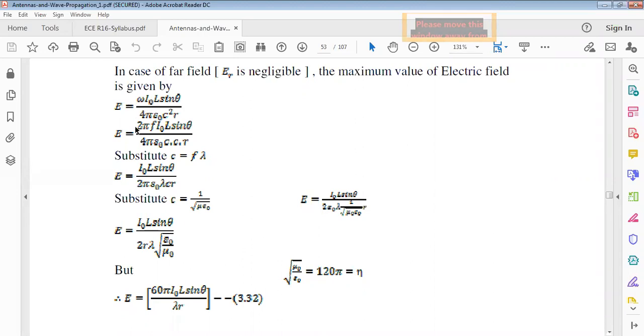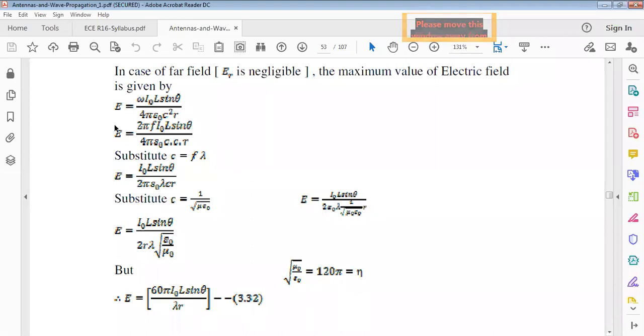Here omega is replaced with 2πf, and I naught L sin theta by 4 pi epsilon naught c square is replaced with c into r. Already you know the relation between velocity, frequency and wavelength: lambda equals c by f, so c equals lambda into f. Substitute c equals lambda f here, and lambda f cancels.